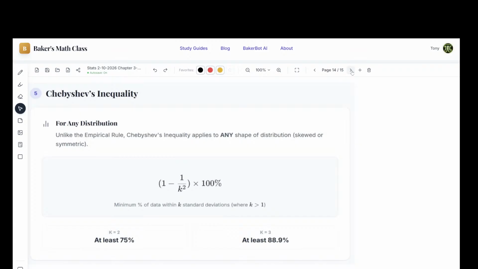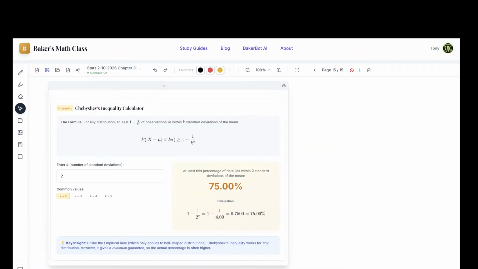So you will always have an at least value. It is not going to give you the exact, unlike we were just doing, but it will give you at least. And for those, I do have a calculator for Chebyshev's rule too.